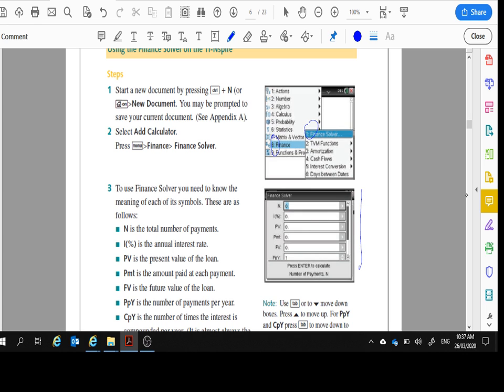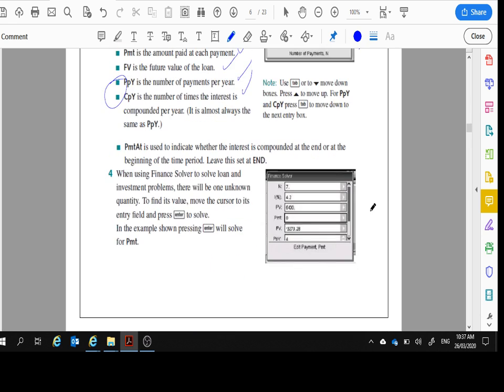I will explain these now and I'll keep explaining them as I'm going. N is the total number of payments made. Interest rate is your I, then the present value of your loan, the amount of money you pay each time, the future value of the loan, and the number of payments per year and number of times interest is compounded. These two are always equal.